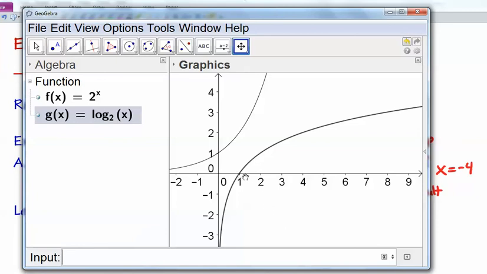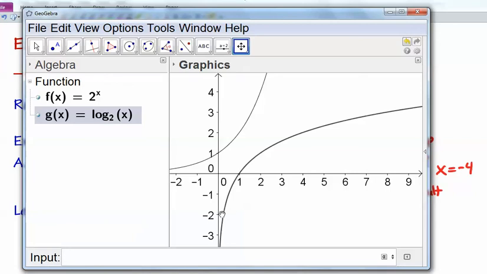Let's look at this intercept point. Why should this intercept point be here at 1, 0? Let's put 1 in for x and think about it. 2 to what power would give us a result of 1? Well, no matter what the base is, the exponent to get a result of 1 will always be 0. 2 to the 0 power produces 1. So for logarithms, we've got to think backwards. What is the logarithm of 1 in base 2? That would be 0.